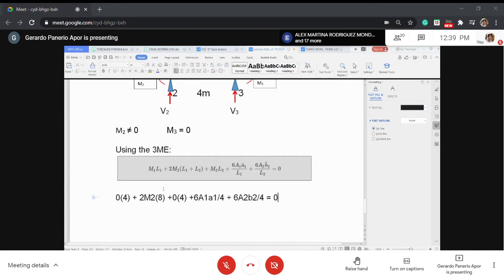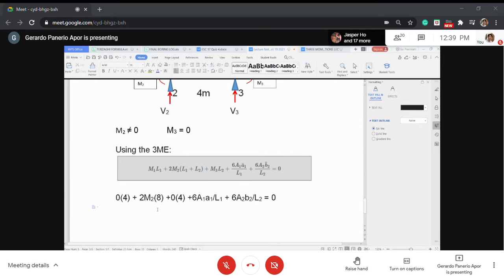Okay. So we just leave this as L1, no? We just leave this as L1, L2, no? So I put a subscript. This one is a subscript. This one is also a subscript.